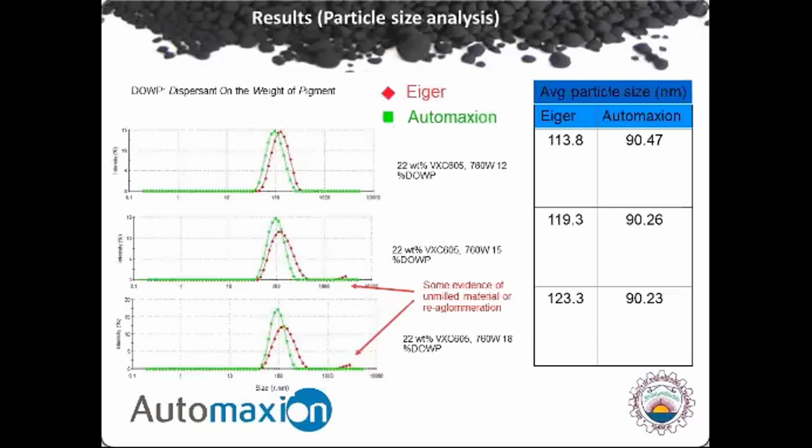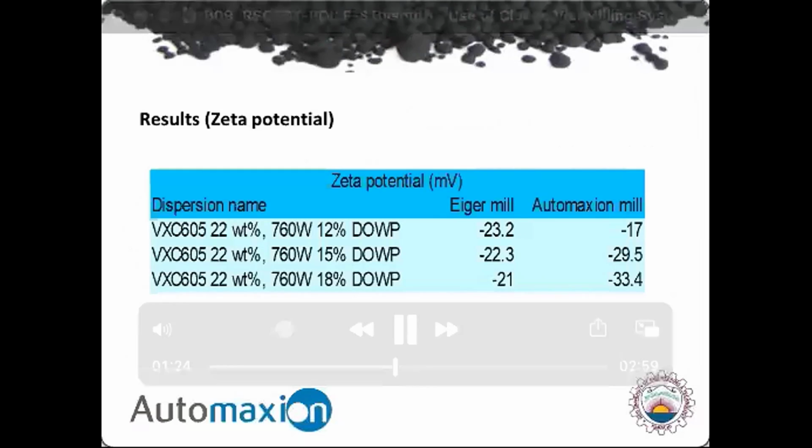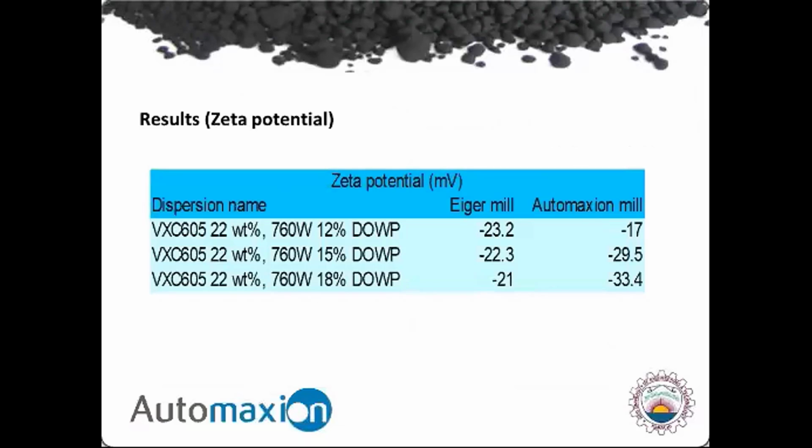So when we compare particle size, we can see that the Automaxion mill consistently produces narrow distributions regardless of dispersion concentration. However, the recirculating bead mill generally shows a wider distribution and some agglomeration or unmilled material probably retained in the circulation system. This probably accounts for the zeta potential results where the Automaxion mill shows the effect of dispersant level alone.